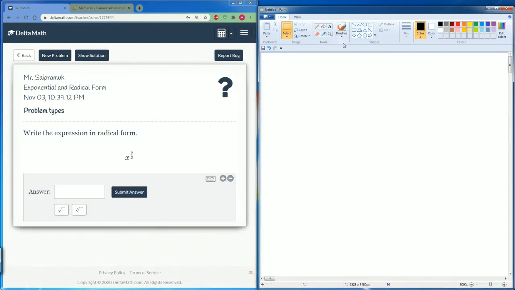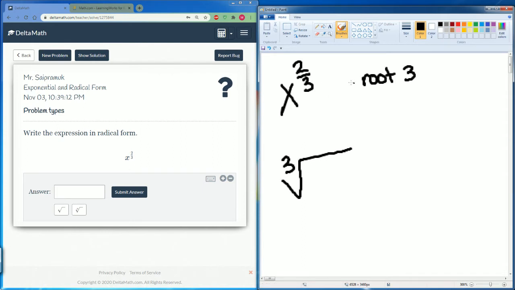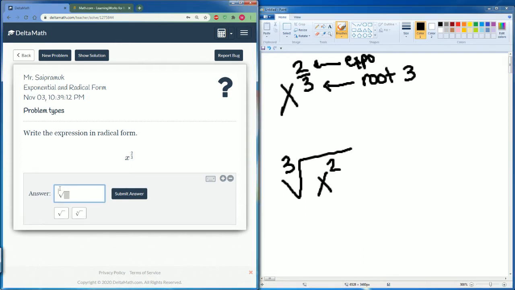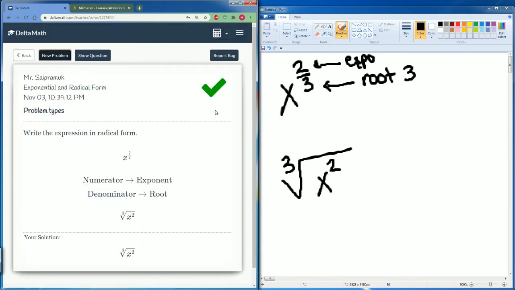So same thing here. We have x to the 2/3. The root here is 3. So it's 3 radical because it's on the bottom. And this is the exponent. Okay, so it's x to the 2nd power. So it is to the root of 3, and we have x to the 2nd power. All right, good. The top is the exponent, the bottom is the root.